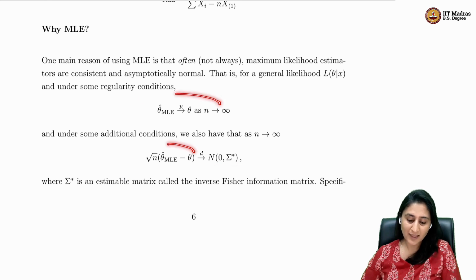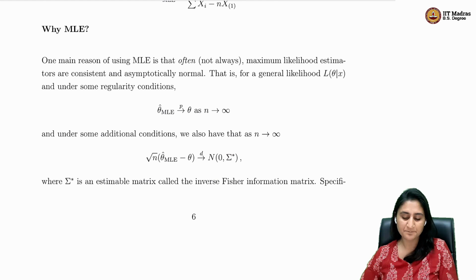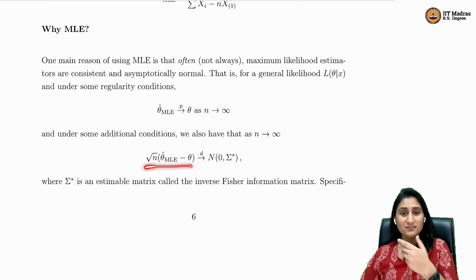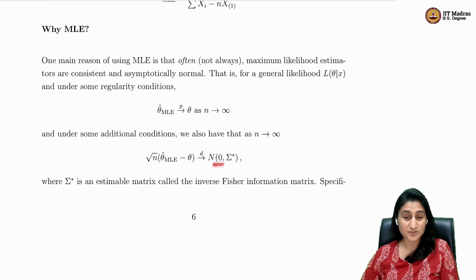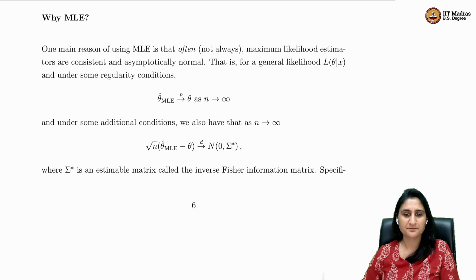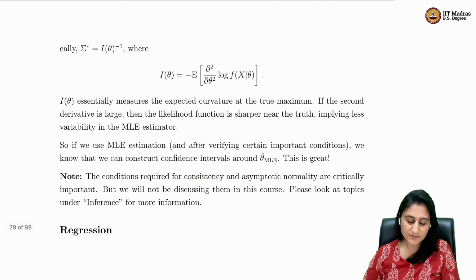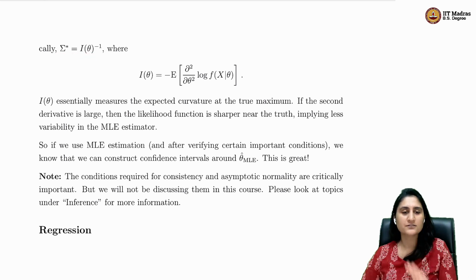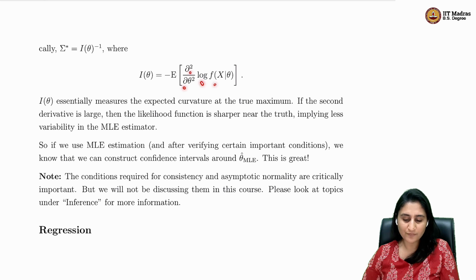Which means not only do I have a convergence of theta hat MLE, I also have a convergence at root n rate of this quantity to a normal distribution centered at 0, and sigma star is some estimable matrix. It's a matrix that we can typically estimate, and it's called the Fisher information matrix. More specifically, this Fisher information matrix, sigma star, is I theta inverse, where I theta is minus the expected second derivative of log of f x given theta.